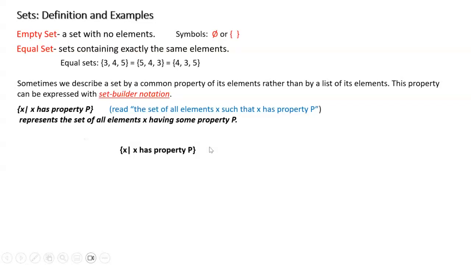Okay, I'm going to break it down here. The set, which means the brackets, of all elements X is the X right there after the bracket. The vertical line means such that.